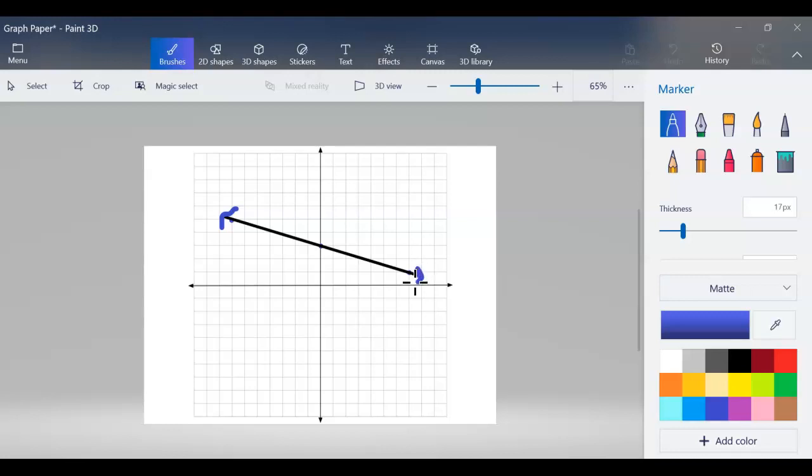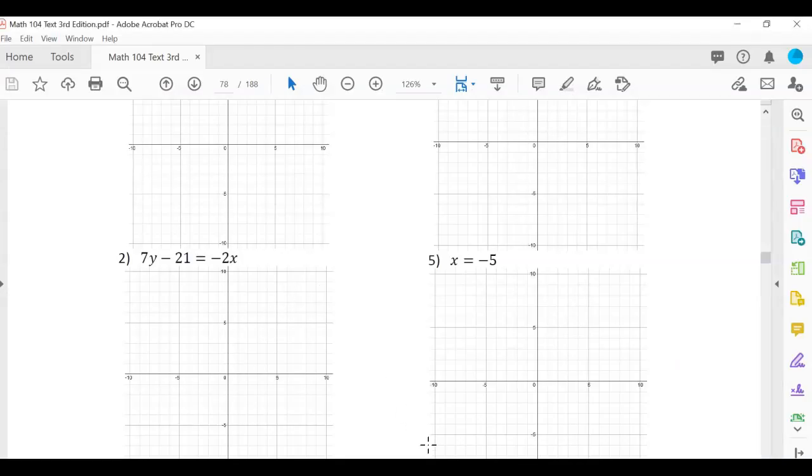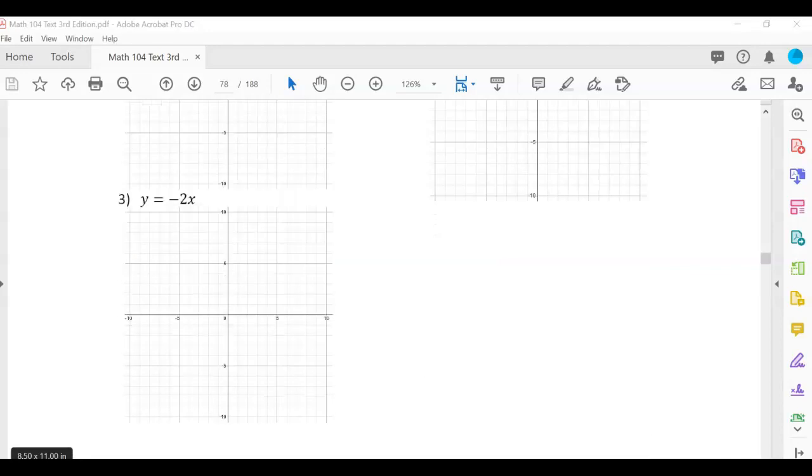All right. So there you go. That is the graph of the line 7y minus 21 equals negative 2x. Is y equals negative 2x.